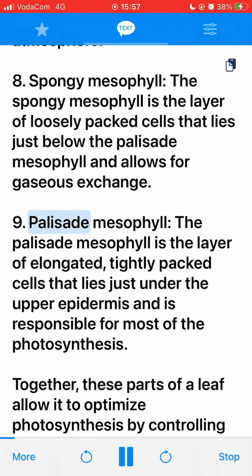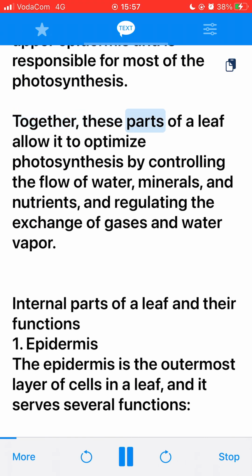9. Palisade mesophyll. The palisade mesophyll is the layer of elongated, tightly packed cells that lies just under the upper epidermis and is responsible for most of the photosynthesis. Together, these parts of a leaf allow it to optimize photosynthesis by controlling the flow of water, minerals, and nutrients, and regulating the exchange of gases and water vapor. Internal parts of a leaf and their functions.